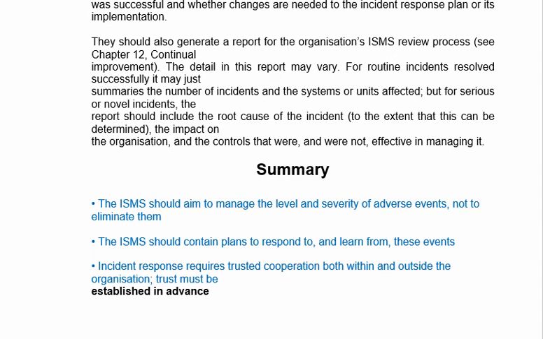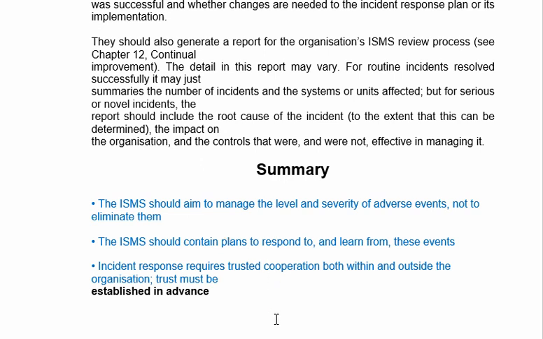Now, in the last, we are going to conclude with a summary. The ISMS should aim to manage the level of severity of the adverse event, not to eliminate them. The first thing is that the information security management system should aim to manage the level and the severity of the adverse event. We can manage the level and the severity of the incident, not eliminate them. That is the first lesson we have learned.